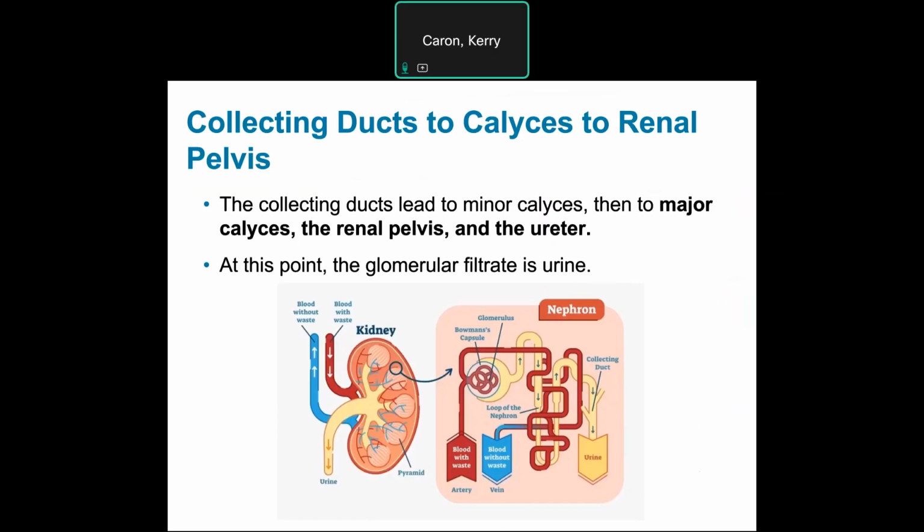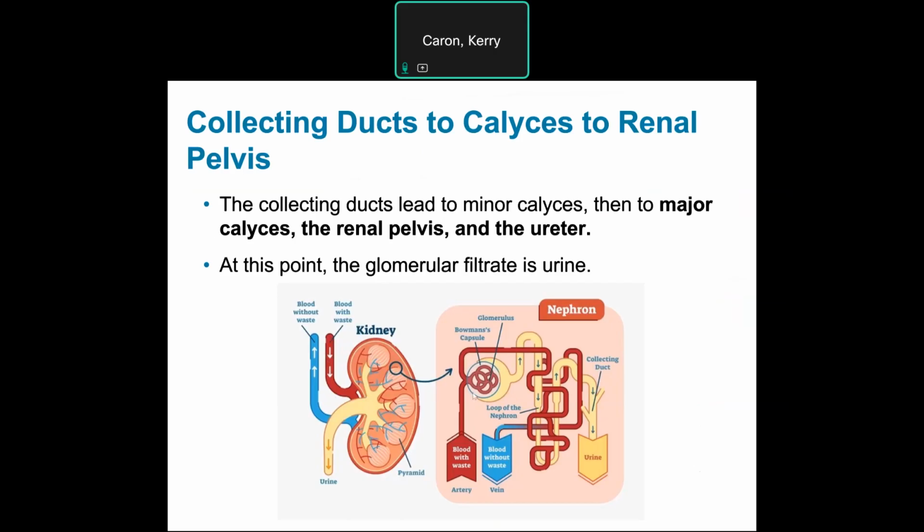So I like these two graphics. One has blood, so the afferent arteriole or the renal artery here has blood with waste in it. Okay, blood that has been circulating. It enters the kidney. Okay, through capillaries, it enters the glomerulus. From the glomerulus, filtration happens, and then it enters a series of tubules.